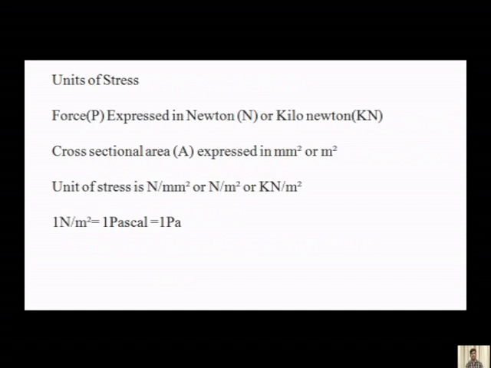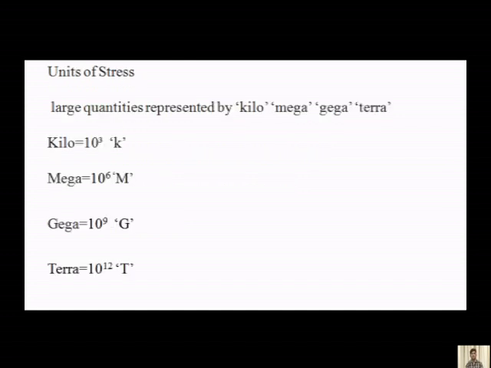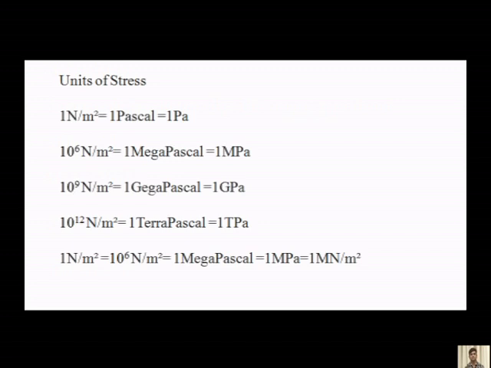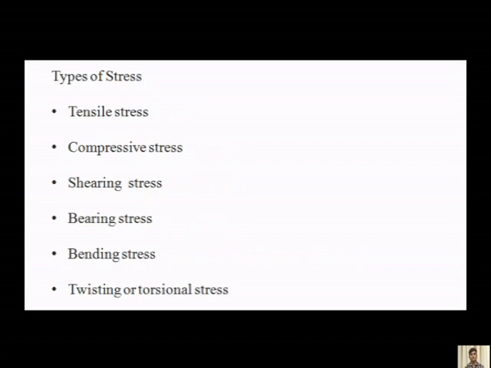And what is the unit? Unit of stress is Newton per mm square, or Newton per meter square, or kilonewton per meter square. Here 1 Newton per meter square is equal to 1 Pascal or 1 Pa. And when large quantities are to be measured, 1 kilo is equal to 10 raised to 3, 10 raised to 6 is mega, 10 raised to 9 is giga, 10 raised to 12 is tera. So we also learned how to convert those units to the larger quantities.